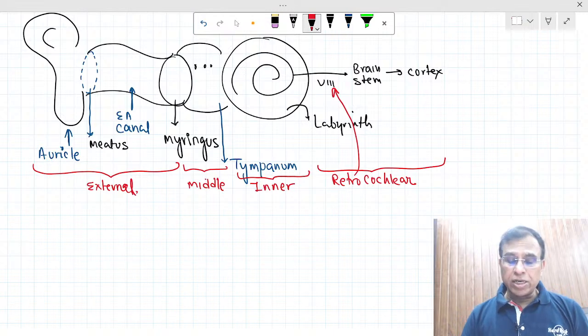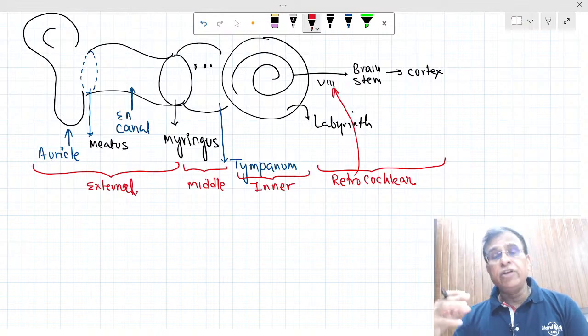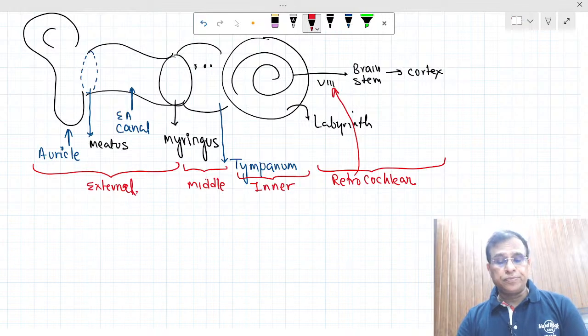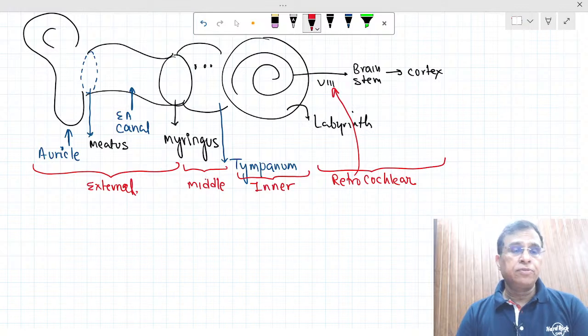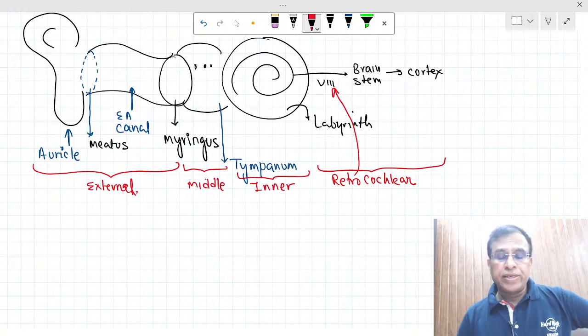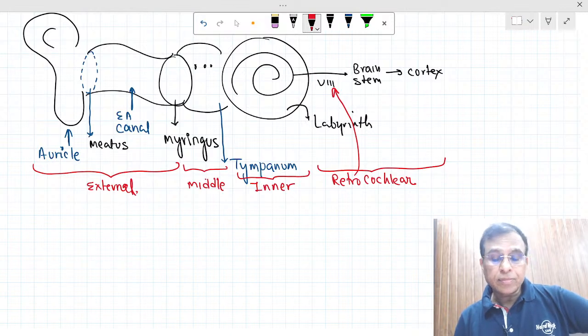So with this background, I will start talking about individual areas as far as anatomy is concerned. Now, if I ask you, out of these parts of the ear that I have given you here on the screen that you see, which is the most important from the exam point of view? From which area do they ask you maximum number of anatomy questions? And the answer is middle ear.